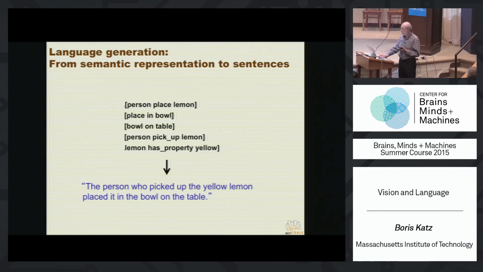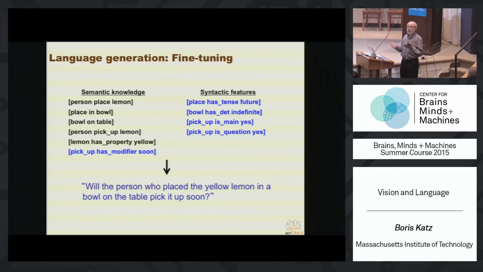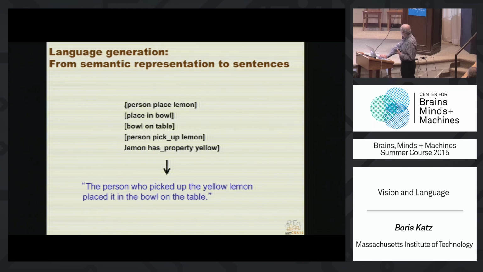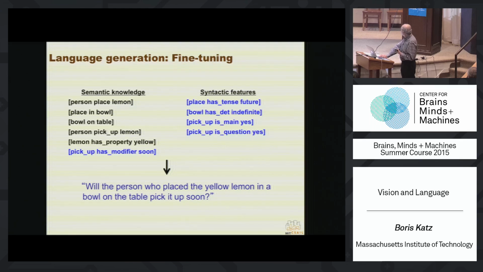So here is an example whereby, say, observing the world, the robot adds more information to this representation, and they're indicated here in blue. And now from the original sentence about the person who picked up the yellow lemon placed it in the bowl, by just adding a couple of new relations, the generator will be able to ask a question of the human: will the person who placed the yellow lemon in a bowl on the table pick it up soon, and so forth.